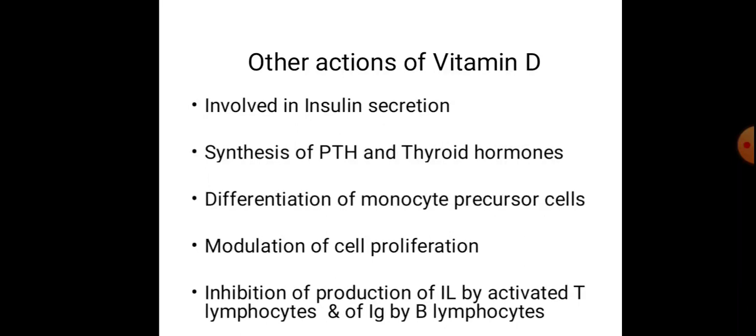And also inhibition of production of interleukins by activated T lymphocytes and of immunoglobulins by B lymphocytes. Of this, the most important one is that they are involved in insulin secretion and also synthesis of parathyroid hormone and thyroid hormone. Try to remember at least these two. Okay, they are involved in insulin secretion and also synthesis of parathyroid hormone and thyroid hormone.